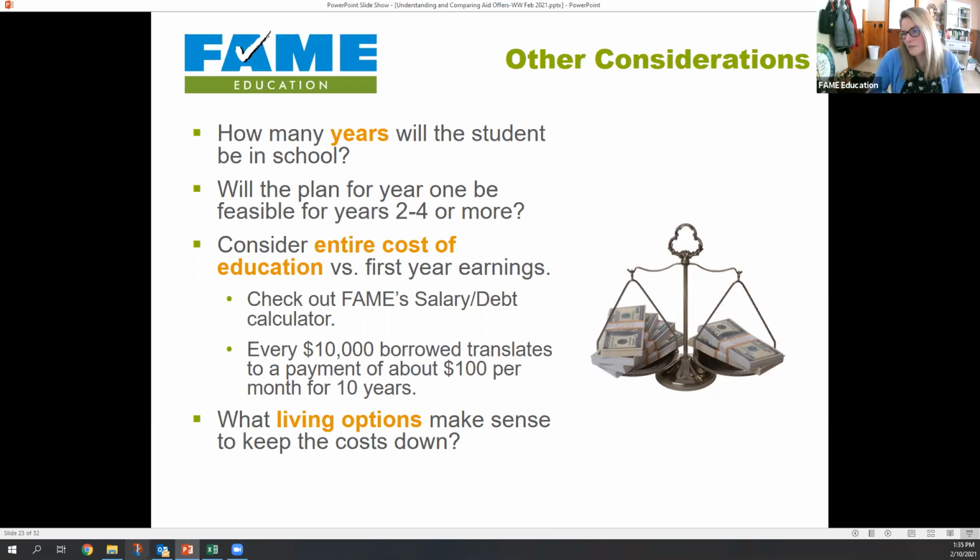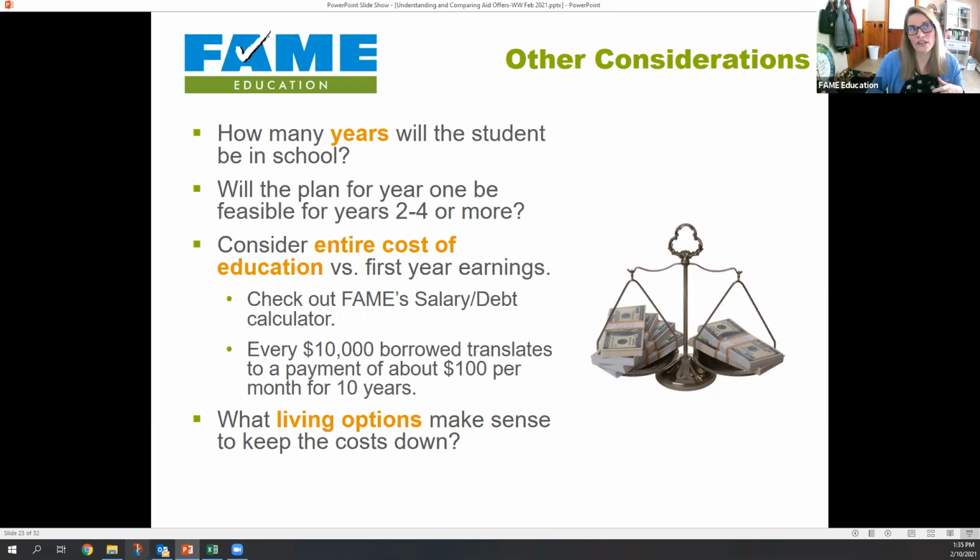Spend some time on our salary debt calculator. We have this tool on our website where you can say, this is my debt and this is the interest rate. What does my salary need to be in order to pay that off and still have some sense of a quality of life?